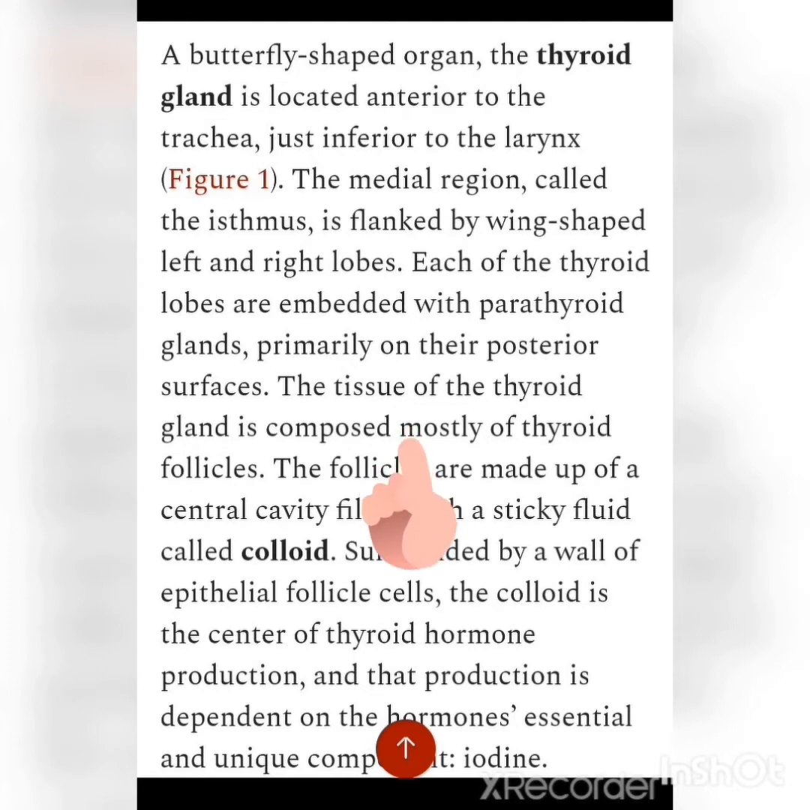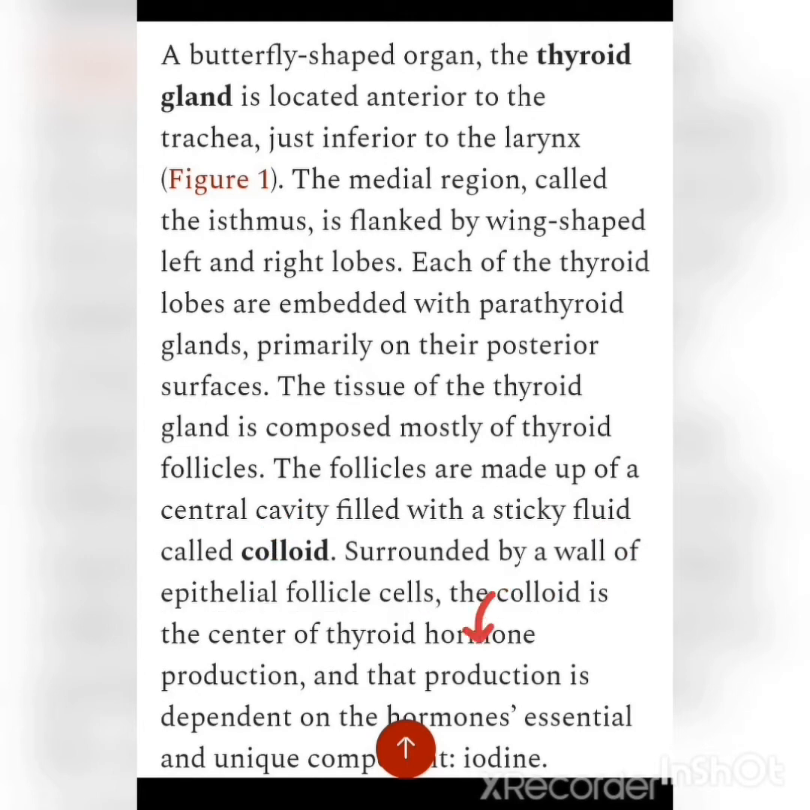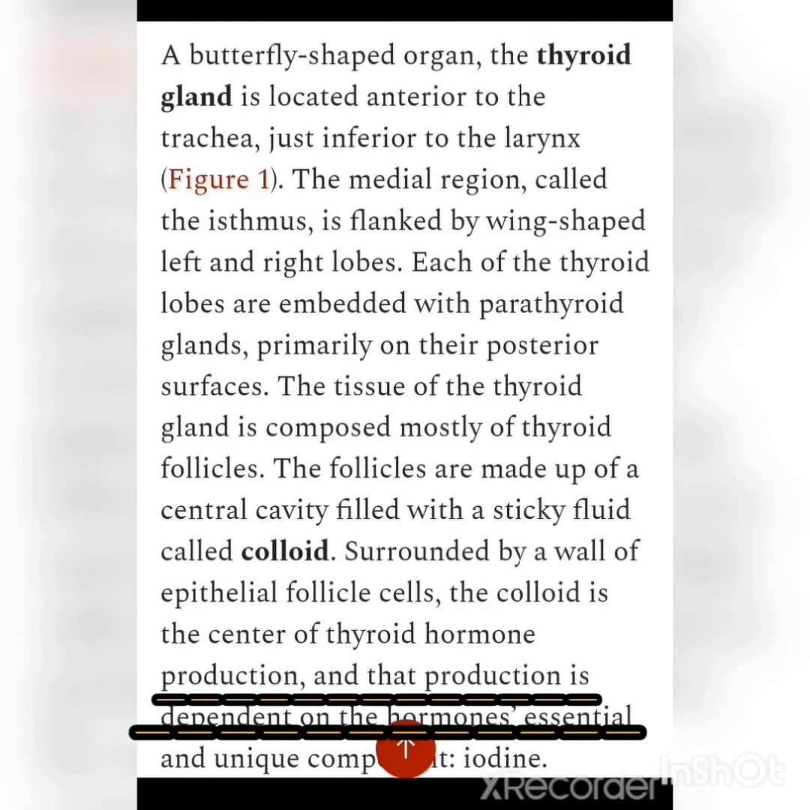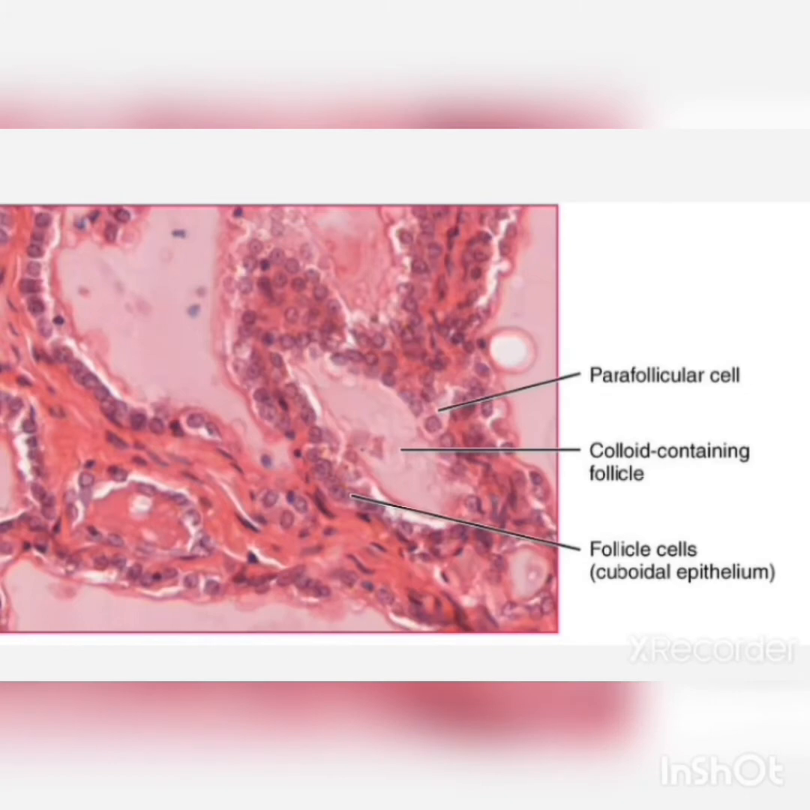The tissue of the thyroid gland is composed of thyroid follicles. Inside the follicles, the colloid is present, which is a sticky fluid, and inside the colloid, the glycoprotein is present, which helps in the formation of thyroid hormone. In the thyroid gland section, the colloid-containing follicles are present, and outside them the parafollicular cells are present. The follicle cells are made up of cuboidal epithelium.